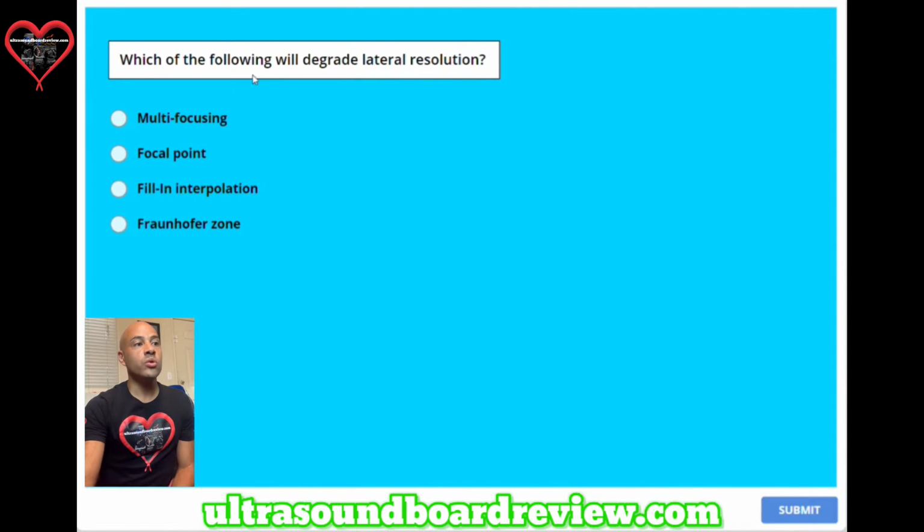Question 4, which of the following will degrade lateral resolution? A, multifocusing. B, focal point. C, fill-in interpolation. Or D, Fraunhofer zone. The answer is D, Fraunhofer zone.